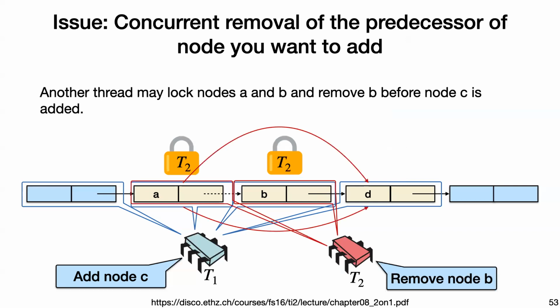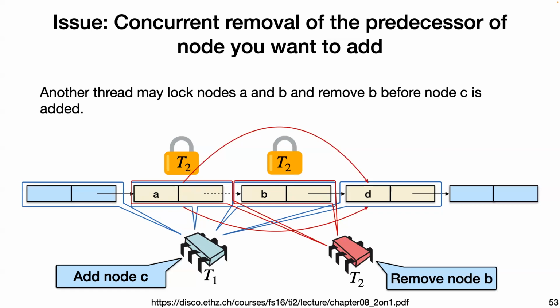So one issue that can possibly happen is that somebody is trying to remove the predecessor of the thing that you are trying to add. So you are trying to add C here, but somebody else is removing D. And so if you just, yeah, T2 is here, and then T2 has grabbed these two locks. And yeah, so this A next pointer swings over to D.